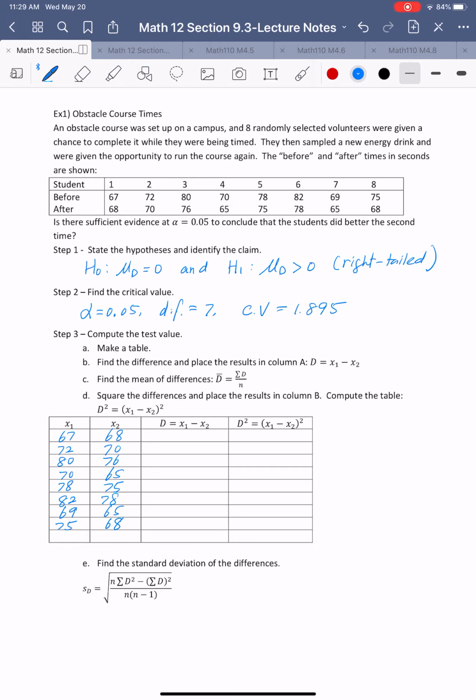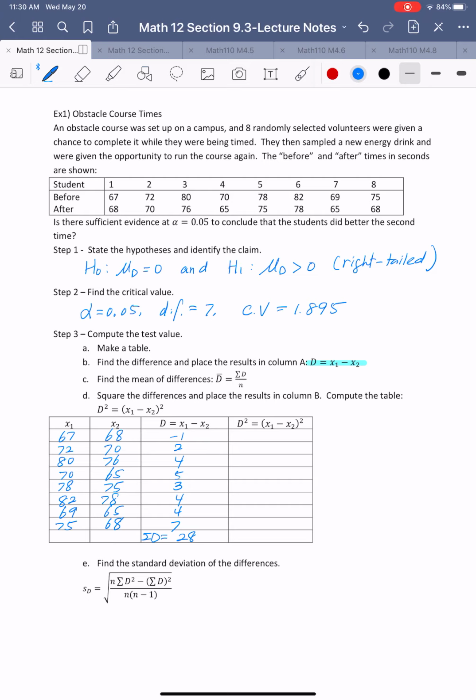And then number 2, the difference. We need to find the difference from X1 minus X2. So X1 subtract X2, which is that, and you are getting -1 and 2, and then 4 and 5, and then 3, 4, and then 4, and then the 7. And then C, we need to find the mean of the differences, which means we need to add them up. So we're adding all the differences together, which comes out as 28.